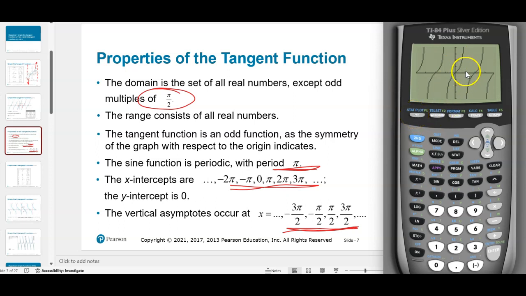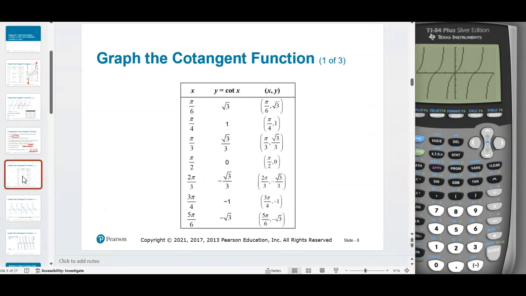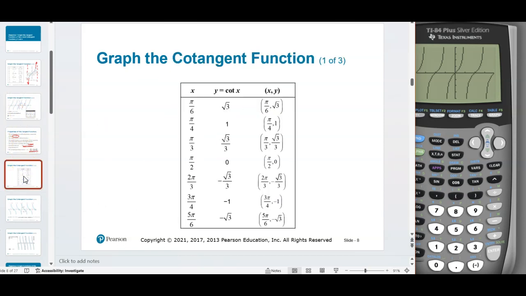So there's a vertical asymptote at pi over 2, there's a vertical asymptote at negative pi over 2, 3 pi over 2, but that's where this thing is going off to either infinity or, as you approach it from the other side, negative infinity. All right, cotangent, same thing except for it falls left to right rather than rises left to right like this in between each pair of asymptotes.